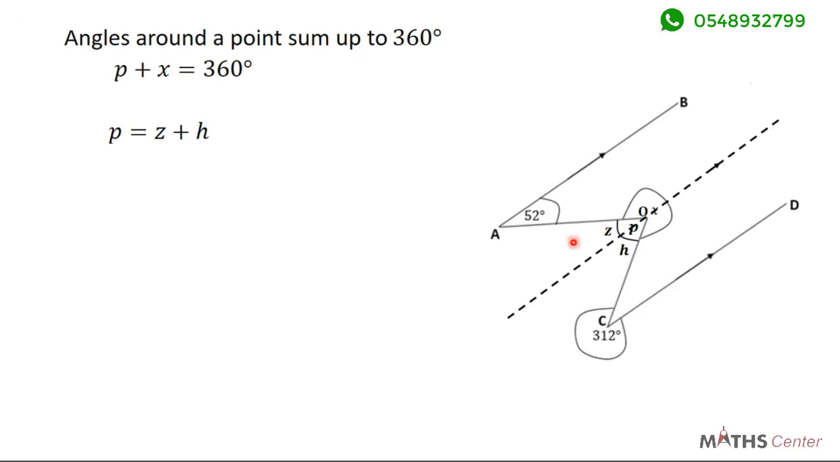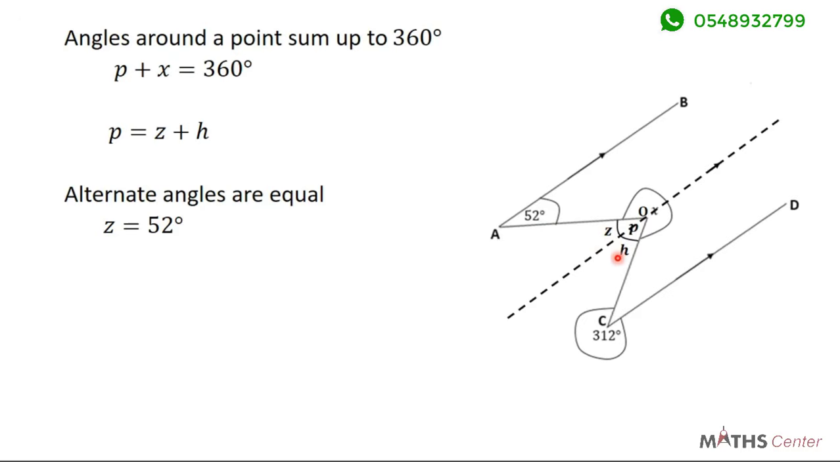Looking at this carefully, looking at the position of 52 degrees and Z, we can see that Z and 52 degrees are alternate angles. Look at their position very well. Z is here, 52 degrees is here, and they are alternate angles. We know that alternate angles are equal, so Z is equal to 52 degrees.